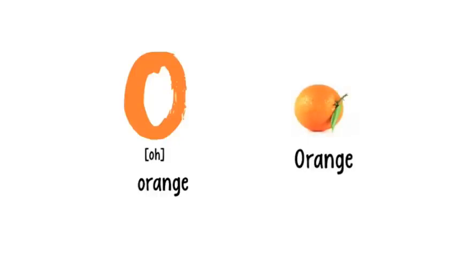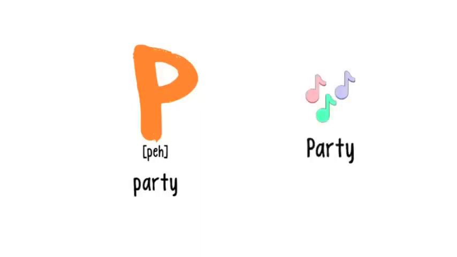O is pronounced like orange, and the translation for orange in German is Orange. Now let's continue with P. P, which is pronounced like the word party. The translation for party in German is Party.